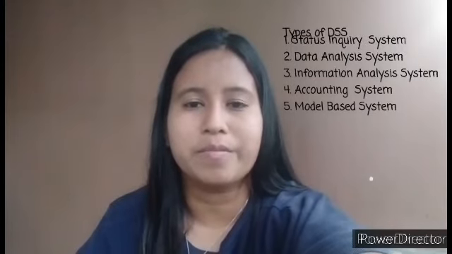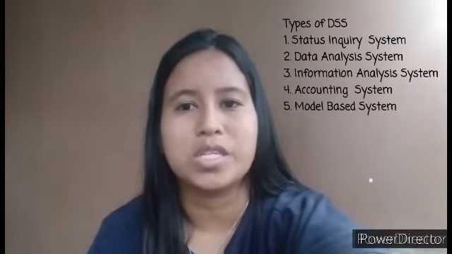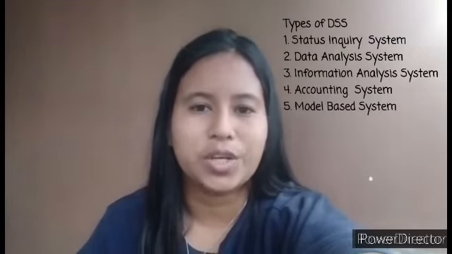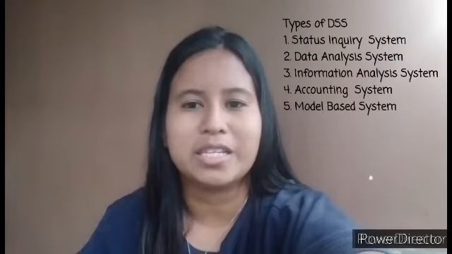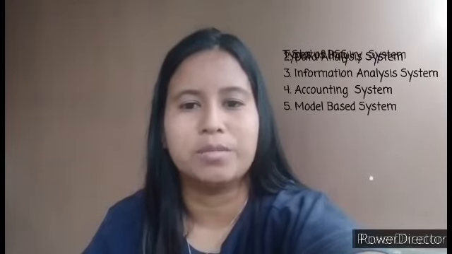So there are five types of DSS. So number one is the status inquiry system. Two is the data analysis system. Three is the information and analysis system. Four, the accounting system. And last is the model-based system.